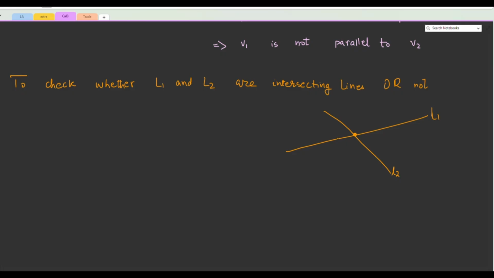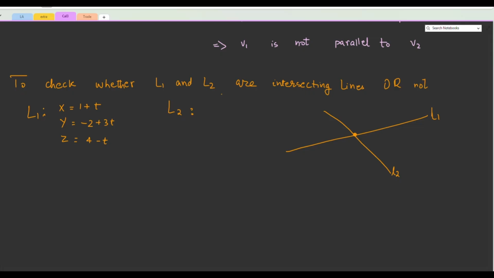So we can suppose this in the following way, that there must be a point which satisfies both of these two lines. Suppose here we have the line L1 and here we have the line L2. Let us write them here. This is the line x equals 1 plus t, y equals minus 2 plus 3t, and z equals 4 minus t.